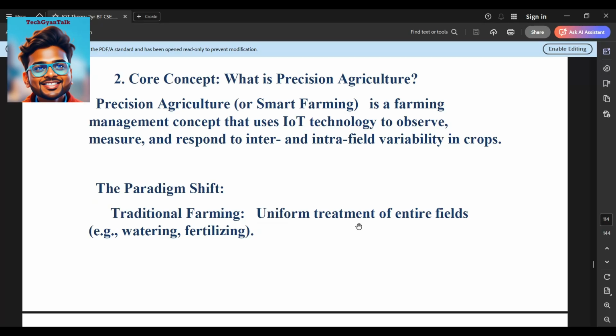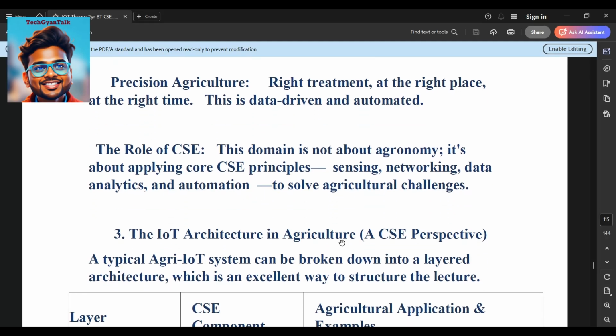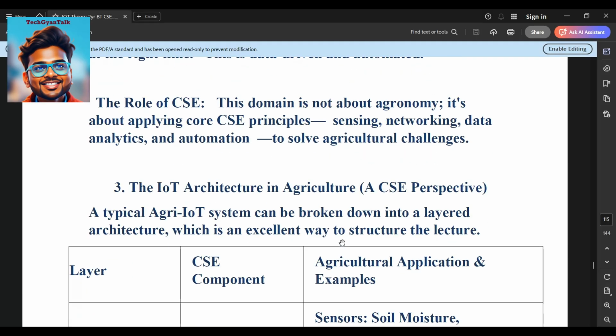in crops. It is a paradigm shift from the traditional form of uniform treatment. The reference example of the technology, precision agriculture, is treatment at the right place at the right time. This is a data-driven method. So the role of computer science in this particular domain is, this domain is not about agronomy, it's about applying core sensing, networking, data analytics, and automation to solve agricultural challenges. This is the main core thing.